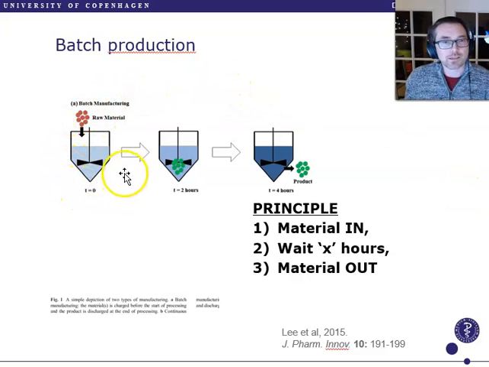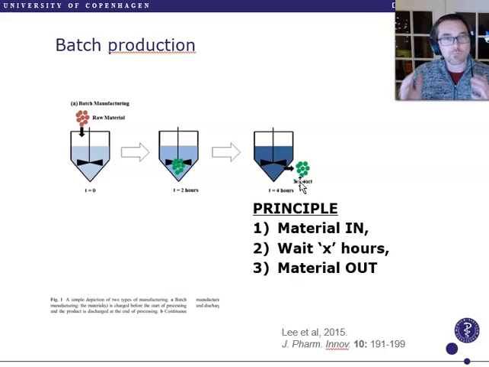So what we can see here is the example of a typical batch production system. We start at time point 0, feeding the material to the process. Then we process it for a given time and follow the given recipe. After a given time point, we isolate the product, and then we have produced one single batch. So this is the key principle of batch-based production.